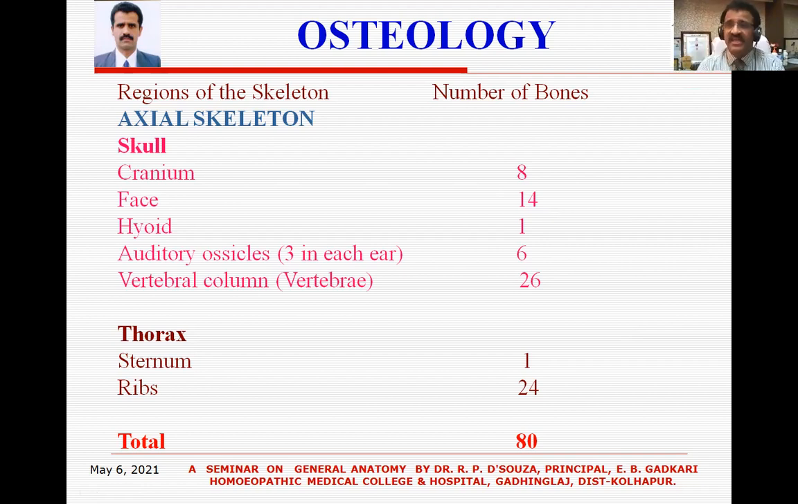And in the vertebrae, though the vertebrae are 33 in number, the last parts of the vertebrae, that is the sacral vertebrae, are fused to make 1 sacrum, and the coccygeal vertebrae 4 fuse to form 1 coccyx. So considering 1 coccyx and 1 sacrum, we get 26 bones. Otherwise, individual separate vertebrae are 33. In the thorax, we have one sternum and 12 pairs of ribs. So 24 plus 1, 25. So altogether in the axial skeleton, we have 80 bones.